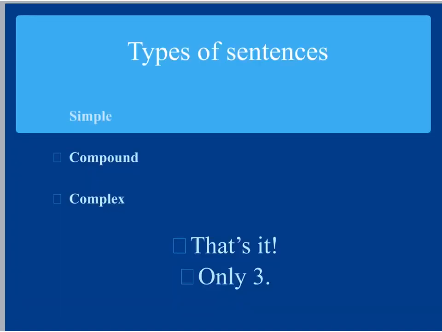So in terms of types of sentences, you might remember that there are 3 different types: simple sentences, compound sentences, and complex sentences. And one way or another, there's only 3. That's it.